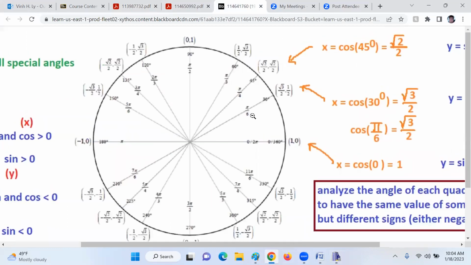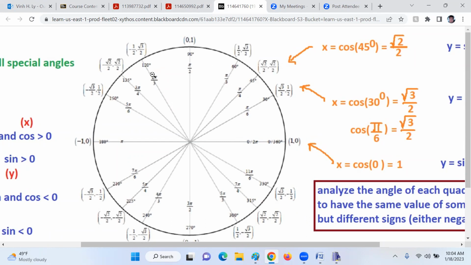So in other words, we're going to look at the sine, which is the y-coordinate. At 0, you're going to get 0. At pi over 6, you're going to get 1/2. At pi over 4, you're going to get radical 2 over 2. At pi over 3, the y-coordinate is radical 3 over 2. At pi over 2, the y-coordinate is 1.